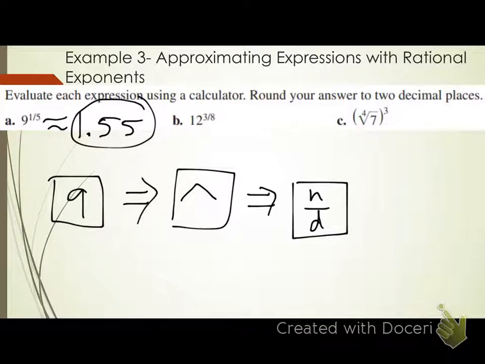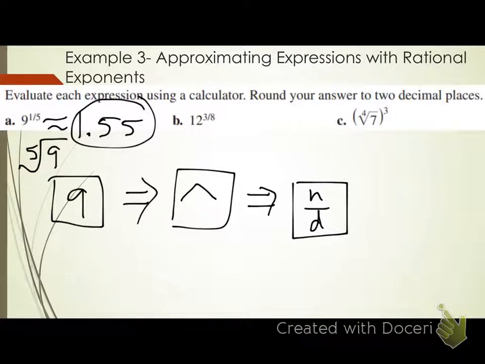It just says evaluate each expression using a calculator. What's another way I could write 9 to the 1/5? The 5th root of 9. Yep, I heard someone say 5 radical. It's the 5th root of 9. You could even type it in your calculator like that if you know how to get the 5th root on your calculator. Okay?